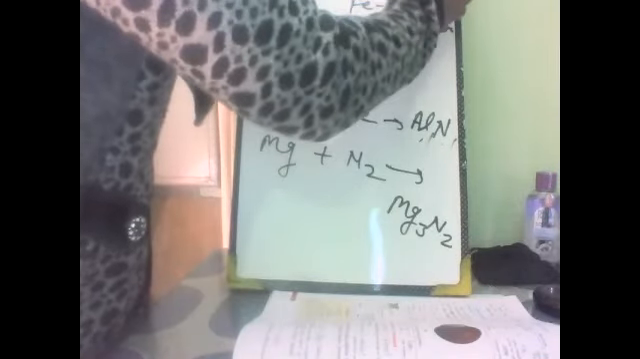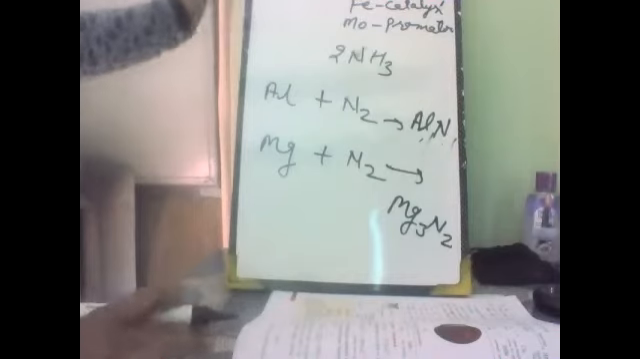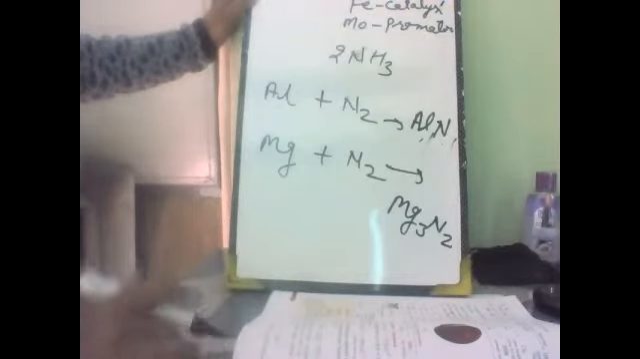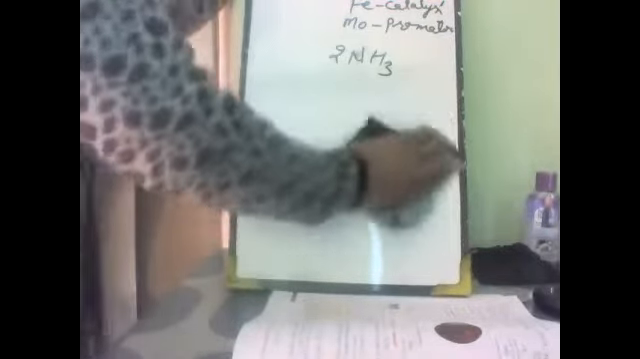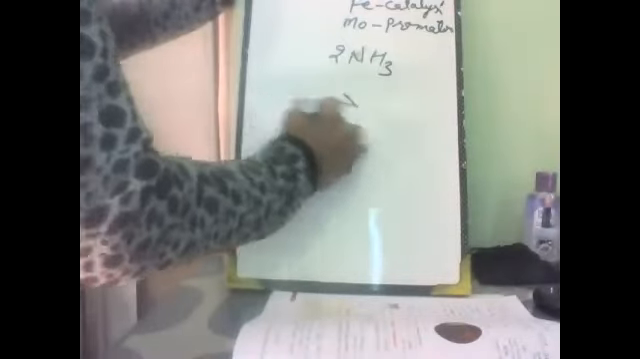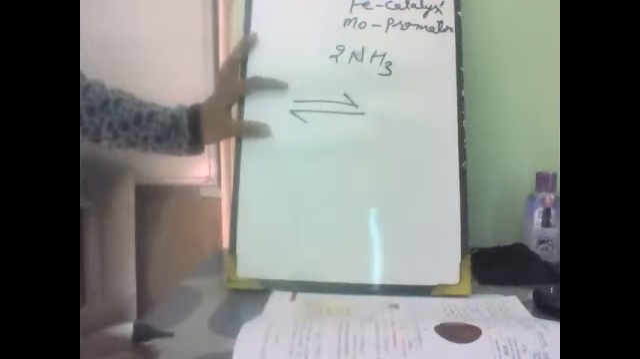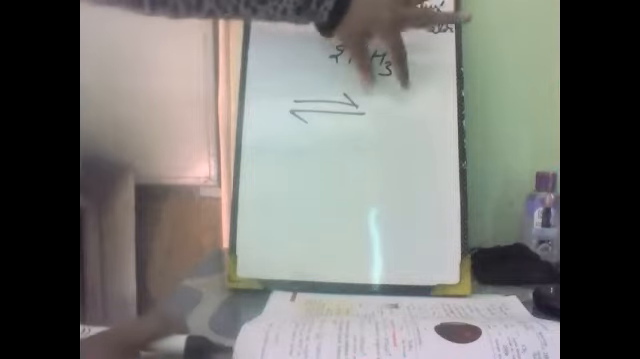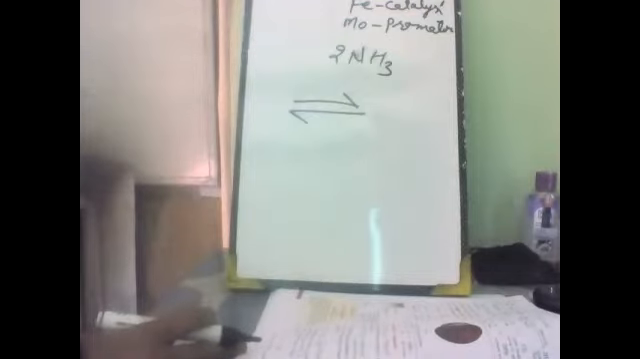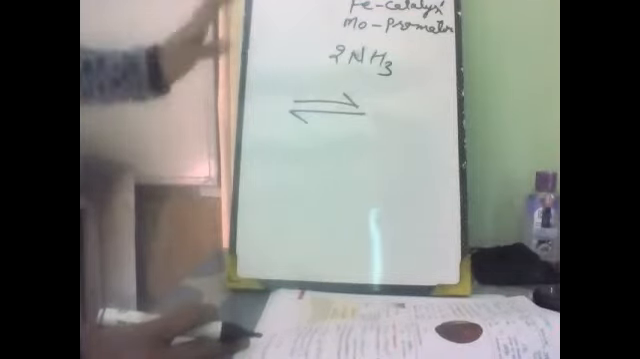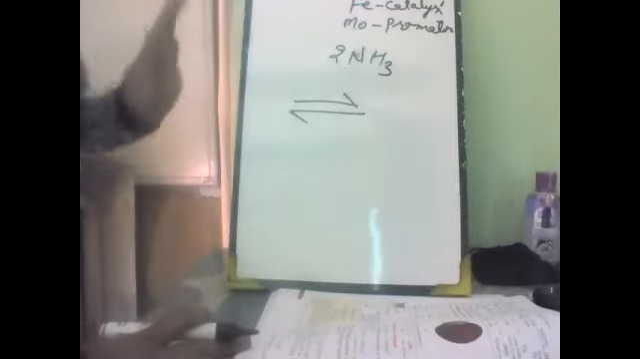And this reaction is a reversible reaction. It means when reactants change into products, at the same time products are also converting into reactants. So we put two arrows. This arrow shows the reversibility of a reaction. It means from reactants they form products, and products again change into reactants.